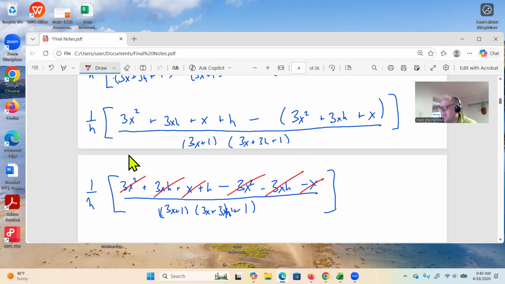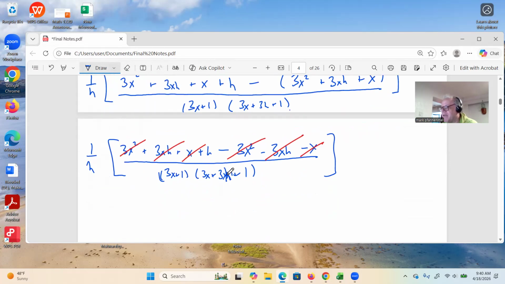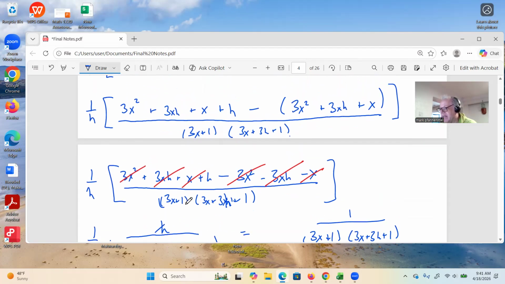So we ended up with, this doesn't feel right, but here we go. Okay, we have an h on the top here. We have 1 over h times h over, and we have a 3x plus 1 times a 3x plus 3h plus 1. The h's cancel. That's how you know you're done. We have a 1 over 3x plus 1 times 3x plus 3h plus 1. All right? And that's what we have sitting here.